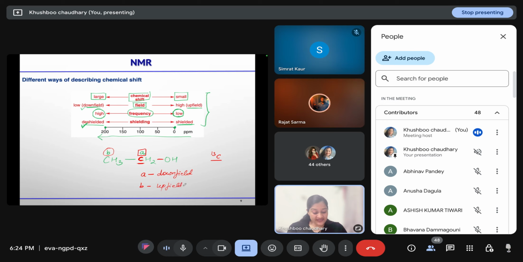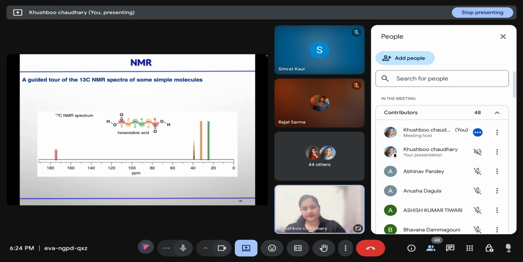Upfield and downfield are relative terms. If A is downfield, then on comparison with that, we are saying that B is upfield. Now let us discuss some examples of carbon 13 spectra.